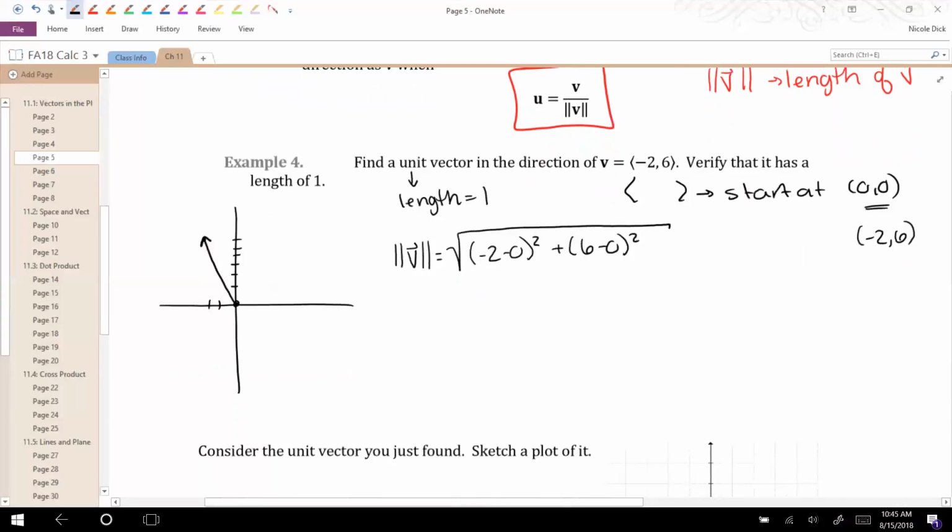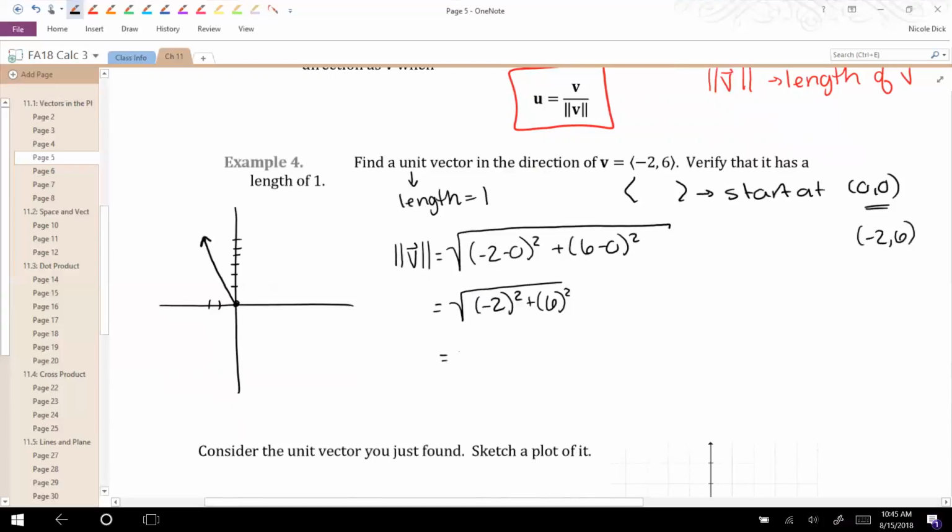So from now on, when we go through and find the magnitude of vectors, instead of writing all this out, I'm just going to write that we have that component form squared. So -2 squared plus 6 squared. Okay, we know that's equivalent. It's just going to save us one step in writing things out there.